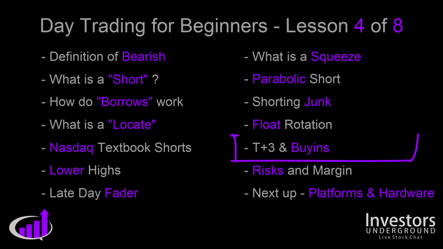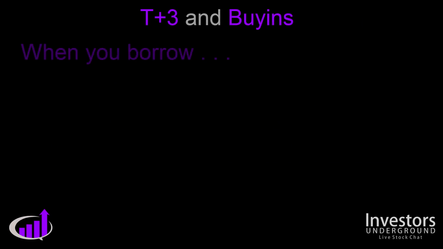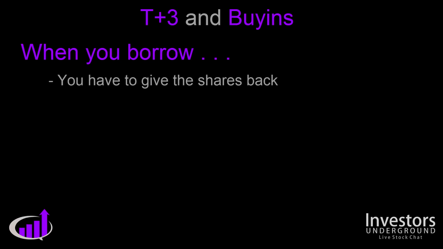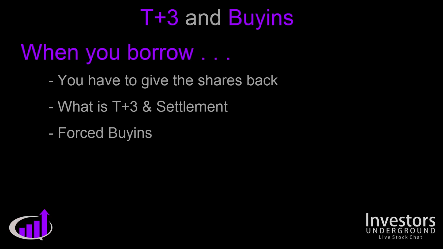So I want to cover a couple more points and then we'll wrap it up for the day. But T+3 and buy-ins. So when you borrow a stock, at some stage you've got to give it back. And many brokers will give you T+3 before having to buy in or cover your shares. And T+3 is the time you get to settle the funds. So if you short something on Monday, then it's likely that you're going to have until Thursday to cover it up. And either on your own accord, you can cover it up, or sometimes your broker will give you a heads up that they're going to have to buy you in. So that can be something to keep in mind if you're planning on swing shorting.